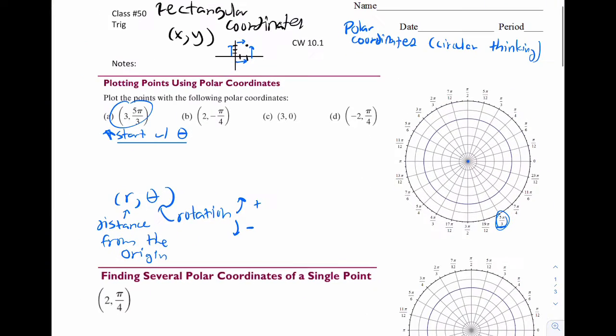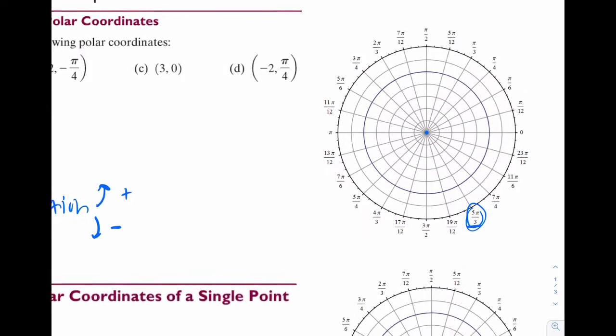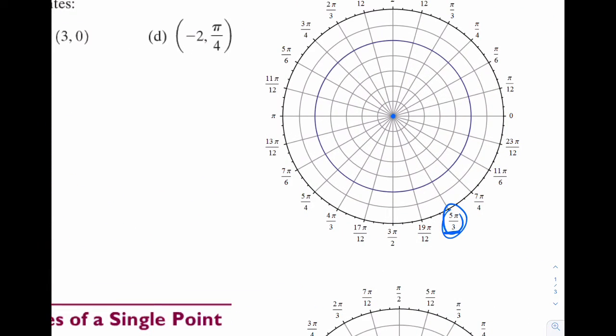With that 3 right here, that means you just take 3 steps towards 5π/3. So each ring is 1. So let's go 1, 2, 3. And there's your dot. There it is. So that's letter A. We graphed it.